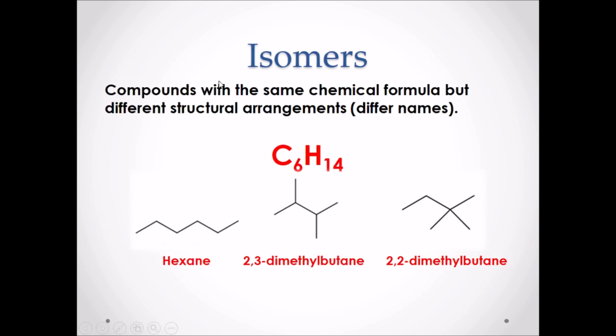Isomers are compounds with the same chemical formula but different structural arrangements, meaning they will have different names. These three molecules are examples of isomers. Each one of these molecules has 6 carbons and 14 hydrogens, therefore the same chemical formula, but each has a different name. Therefore, they have a different structural arrangement and are considered isomers.